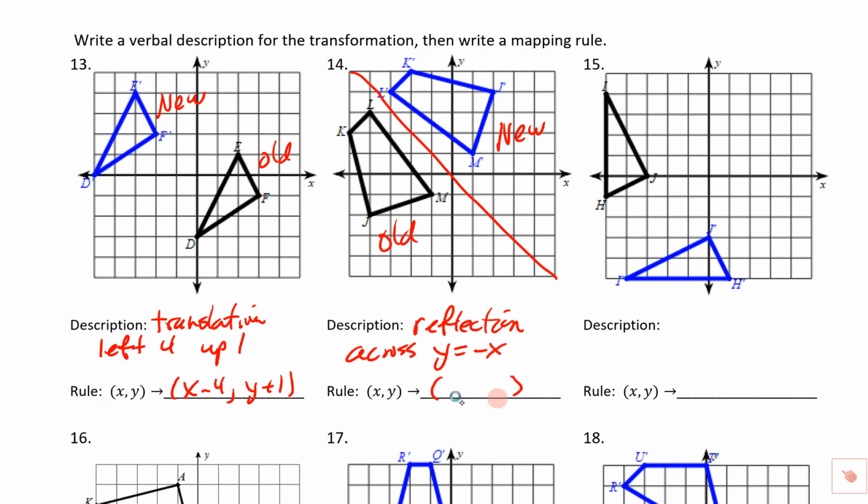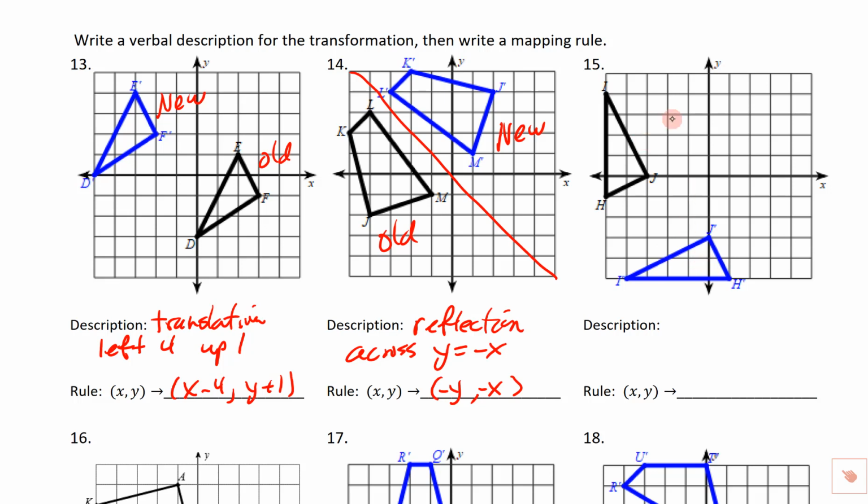Okay, now remember what the rule was for that. If it was across the line y equals x, they just switched places. If it was across the line y equals negative x, they switched places and they went to the opposite sign. So this is going to be a y and an x, and we're going to put a negative in front of each one of those. Okay, let's take a look at this one right here, see what went on here.